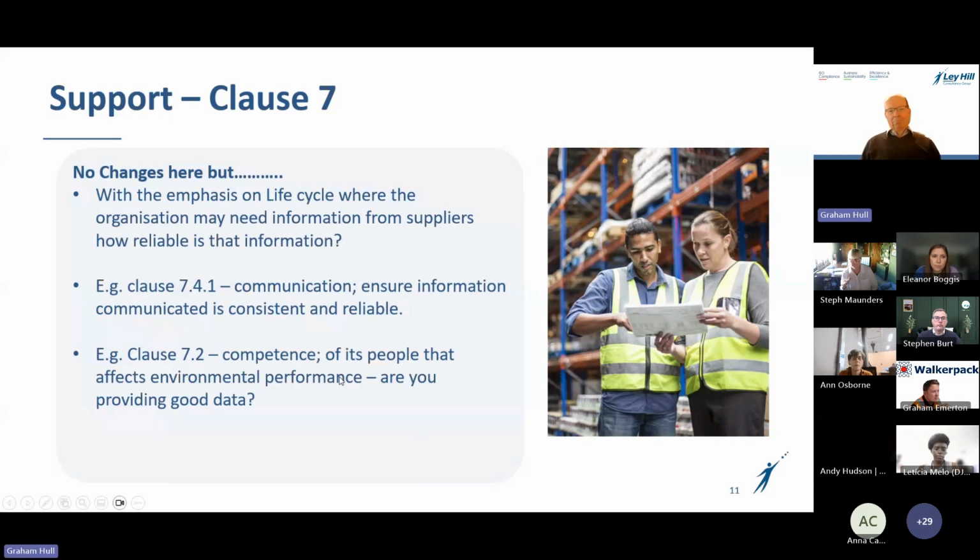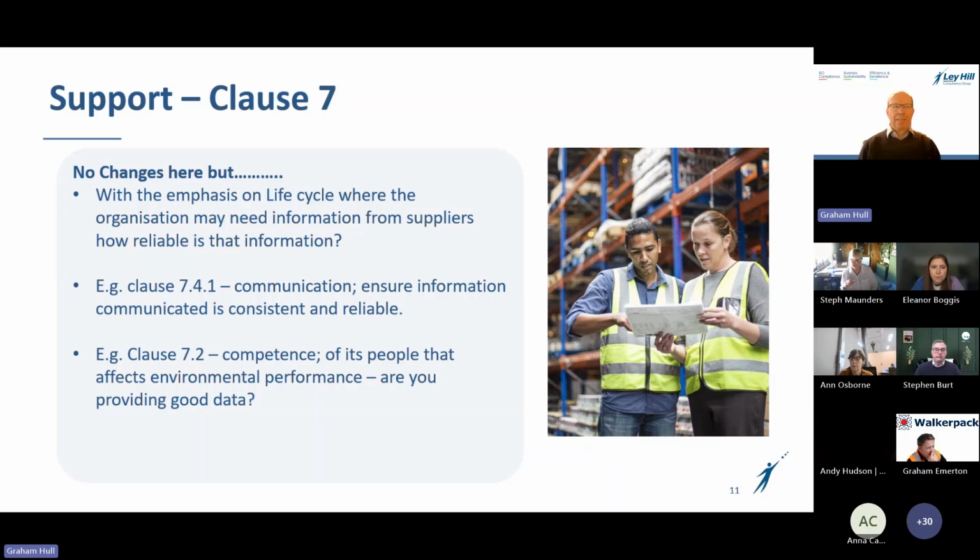Clause 7, there's not a lot of change here. This was the support clause. There is that emphasis on life cycle, and that might mean you need some more information from suppliers, and to consider how reliable that information is. So the communication parts of this have got to be demonstrated now to be consistent and reliable. If you're getting information, and it's a two-way thing, from your suppliers and they're telling you about certain emissions, certain carbon information, how reliable is that information you're getting from them, and vice versa if you're passing it back to them.